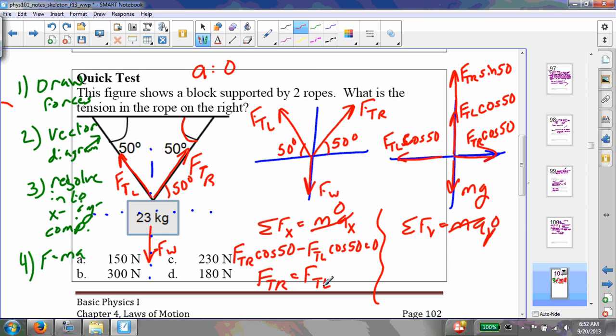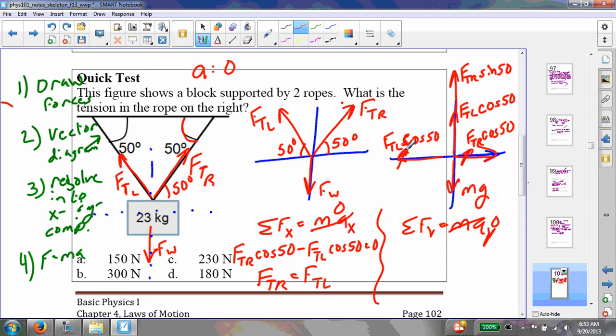Because if I bring the FTL over to the right side and divide both sides by cosine 50, that cosine term goes away. Let me also note here that I did the vector sum. So FTR is positive, and FTL, which is in the negative x direction, I list as negative. You should sort of know that intuitively: you have these two ropes at the same angle, so they're going to have the same tension.